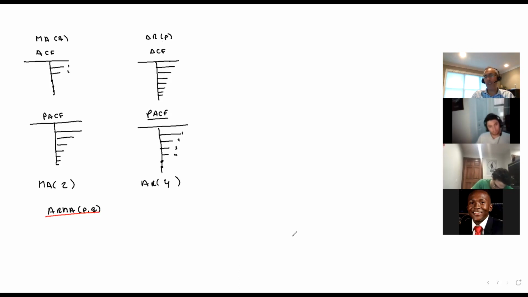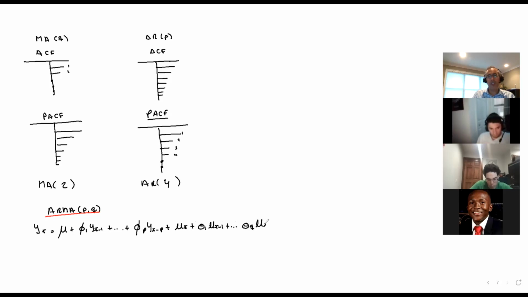So how the ARMA(p,q) is basically the combination of both. My ARMA(p,q), guys, is going to be equal to, this is my constant, plus psi 1 y_{t-1} plus ... psi p y_{t-p} plus u_t plus theta 1 u_{t-1} plus ... theta q u_{t-q}. So this is a mixture of both processes at the same time, and of course this u_t is my white noise process.